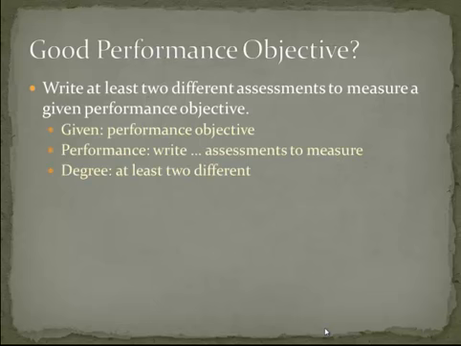I think it is. I can identify the given, the performance, and the degree. The given is a performance objective. You're given a performance objective. What you have to do with that is write assessments that measure that performance objective, and the degree is at least 2 different ones. So if I can identify all 3 parts of the objective, and the verb, write, is observable and measurable, it's a good performance objective.